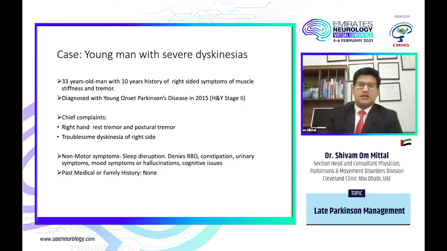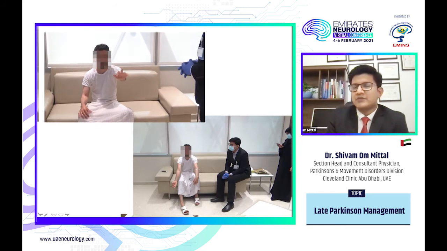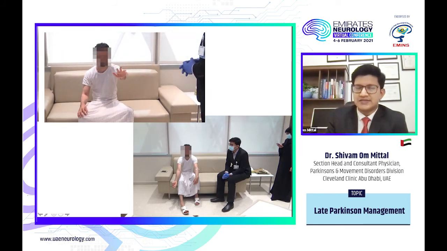And okay, now another case we'll discuss. This patient is a young man who has young onset Parkinson's disease. He has had Parkinson's for the past 10 years. His chief complaint is right hand rest tremor. And when he takes medicine, even 50 milligrams of levodopa, he has severe dyskinesias.